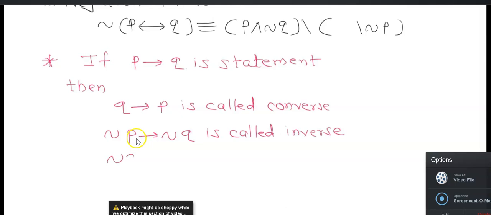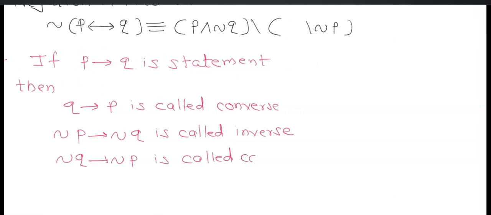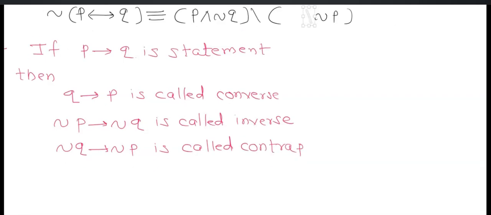Inverse is the negation of the given statement. And what is the last? Contrapositive. Contrapositive is the negation of the converse. That is, negation of Q implies negation of P. It is called the contrapositive.